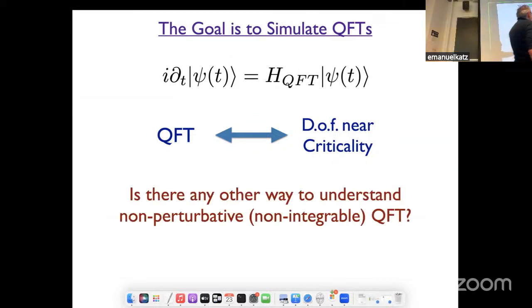But the question that I want to ask today, and the methods that I want to present today, is a different framework, right? The traditional framework is always to relate quantum field theory to some sort of system near criticality. But in a way, if we're trying to understand truly non-perturbative phenomena, and if our quantum field theory is not integrable, is there another way to understand the non-perturbative physics? Is there another way to compute that kind of data?